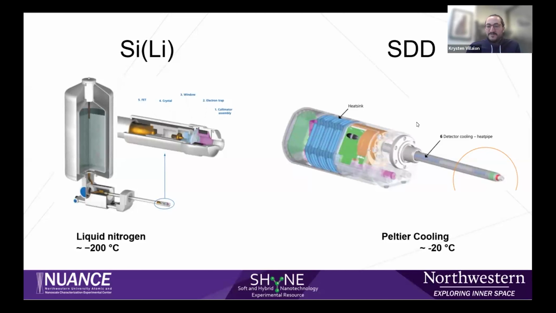So more recently, a lot of facilities have opted to go for the silicon drift detectors, which use a Peltier cooling method. So this is a type of thermoelectric device that's coupled to the sensor by a heat pipe, and that transfers the heat away from the crystal to these fins on the side of the detector body. And that's where it says heat sink over there, where that heat will dissipate. So this helps keep the crystal at around negative 20 degrees Celsius.